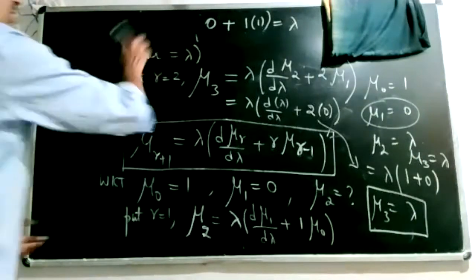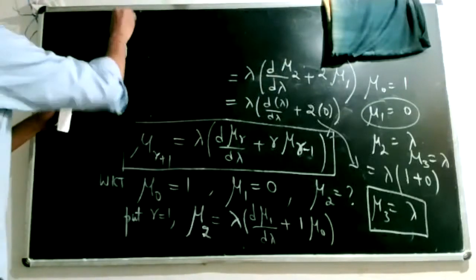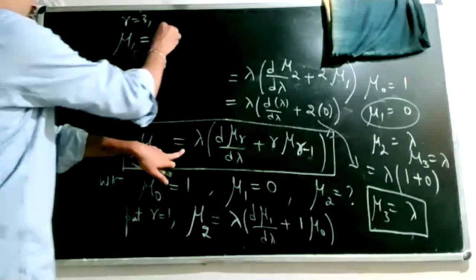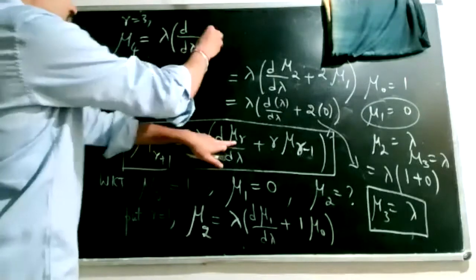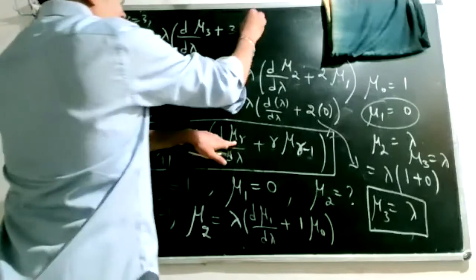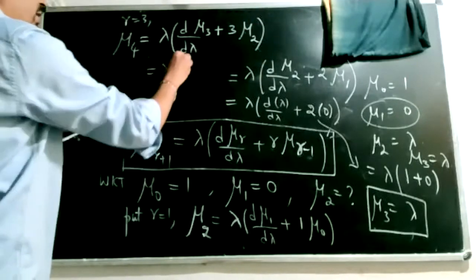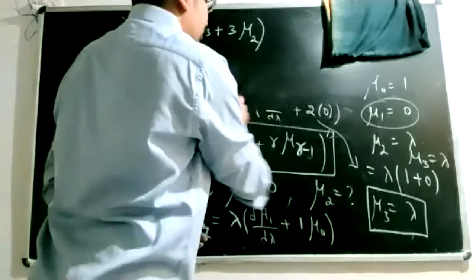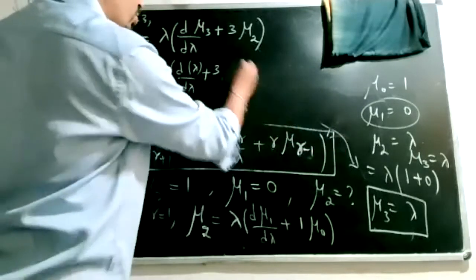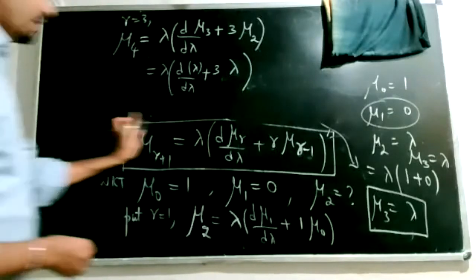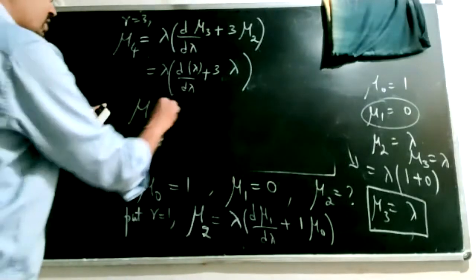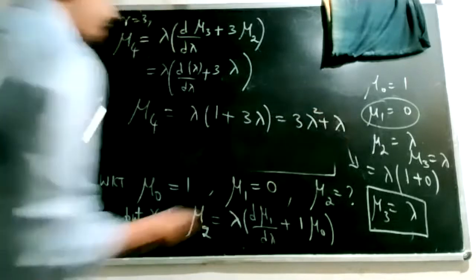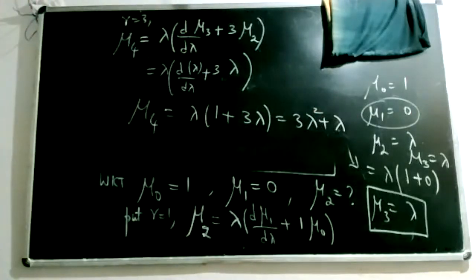Now we'll see what happens to mu 4. To obtain mu 4, I have to put r equals 3. So when I put r equals 3, I get mu 4 is equal to lambda into d by d lambda of mu 3, plus 3 into mu 2. Mu 3 is also lambda, so the derivative of lambda, plus 3 mu 2. What is mu 2? Mu 2 is again lambda. So when I simplify this, I get mu 4 is equal to lambda into 1 plus 3 lambda, which becomes 3 lambda square plus lambda. So this is our mu 4.